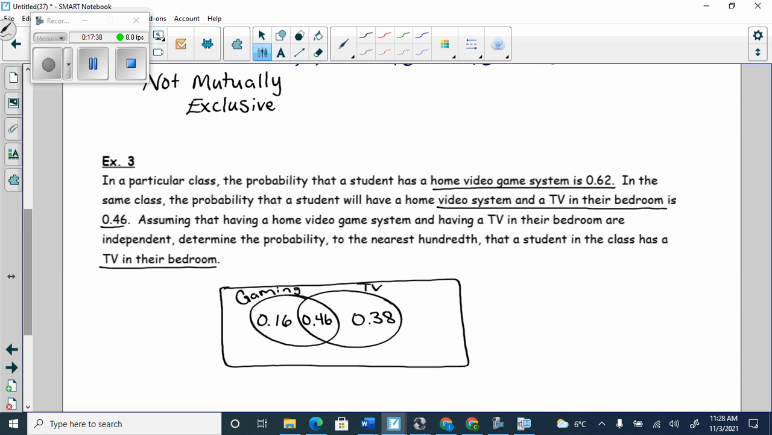So they had to specify which was missing, that they had to have one or the other. If not, we weren't given enough information. So here it says, to the nearest hundredth, that a student in class has a TV. So what do we have to do to get a TV? Probability of a TV. What do we have to add up? 0.46, because they still have a TV, right? Plus 0.38. And we'll get 4, 8, 0. So it's 0.84.